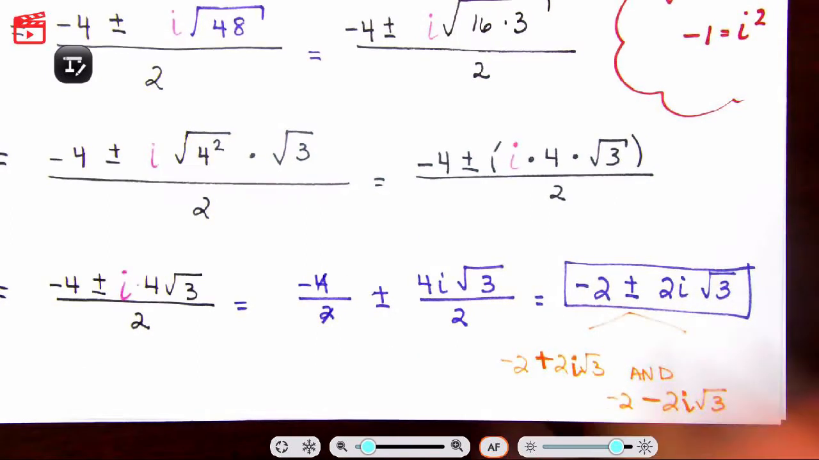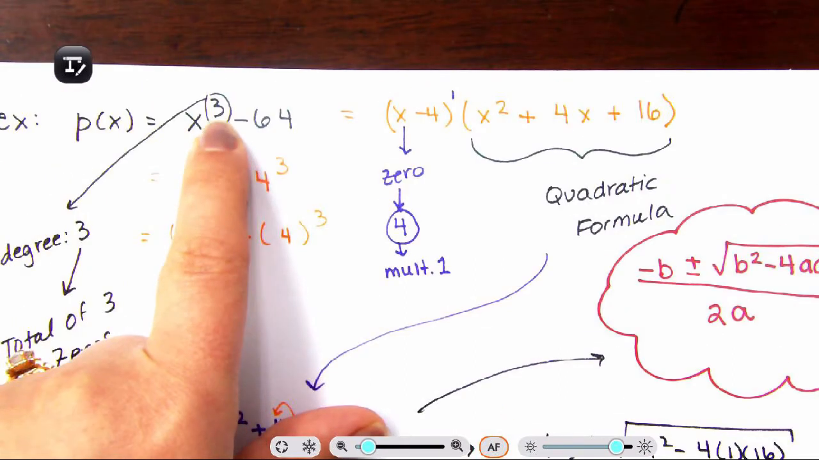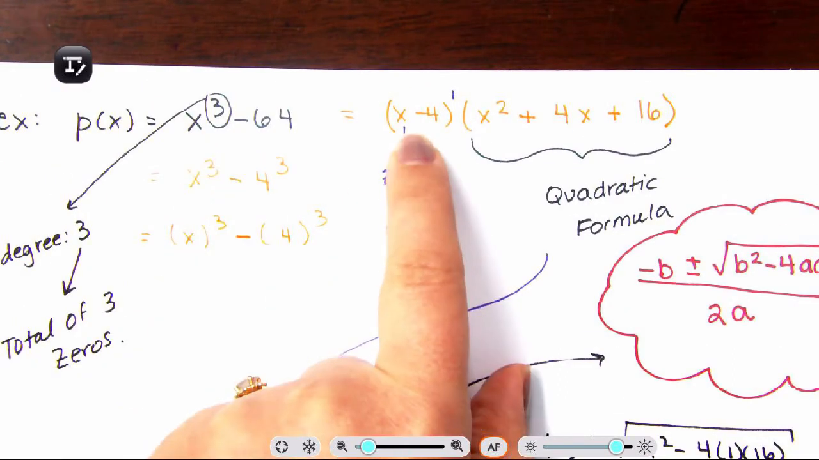So again, starting from the very beginning, how many zeros should we have? How many roots should we have? We should have 3 roots. We started out with one of them, which was 4.